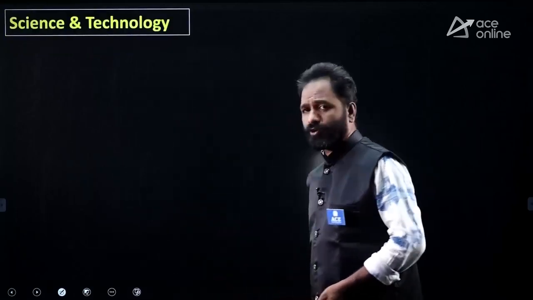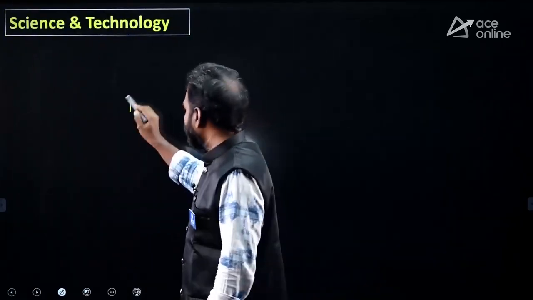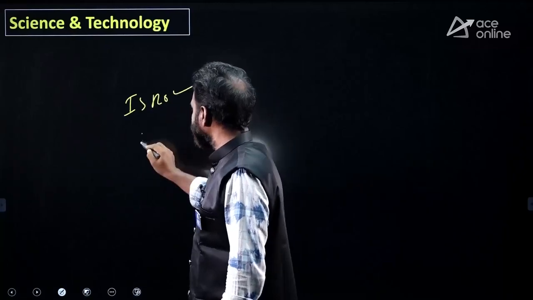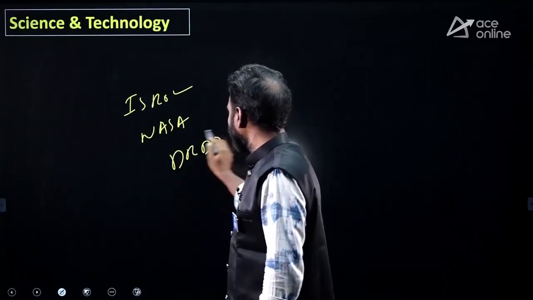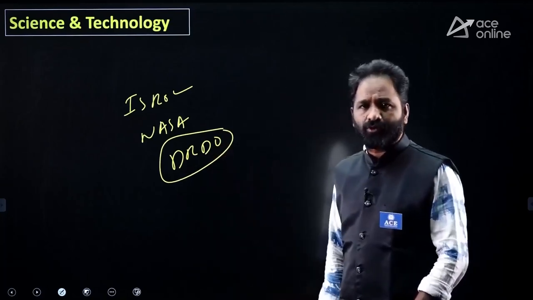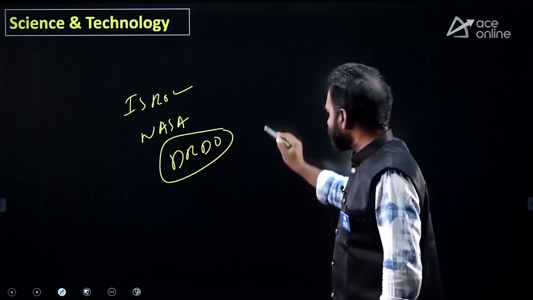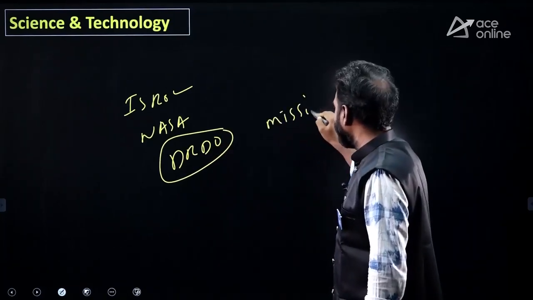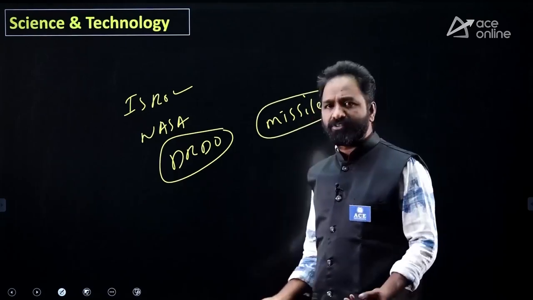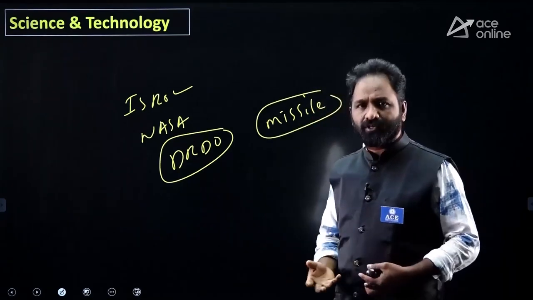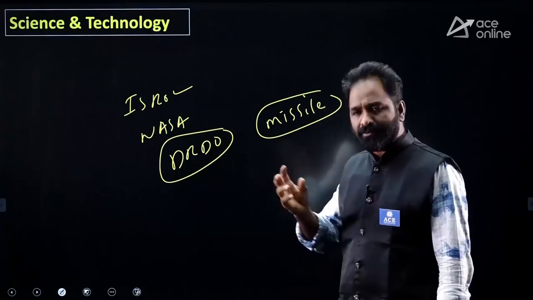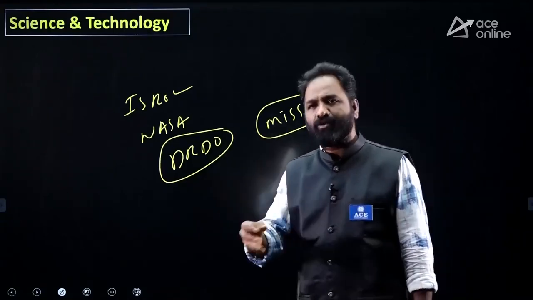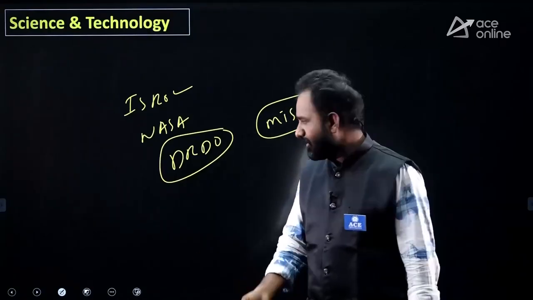Next, science and technology. Science and technology, anything is part of current affairs only. Any launches by ISRO, any launches by NASA, and recent experiments by DRDO in terms of defense. In terms of defense, you should have an idea about the missiles. What are the different missiles we have? Cruise missile, like that, okay. So subsonic missile, supersonic missile, types of missiles. You should have an idea about Akash, Agni, okay, like that.